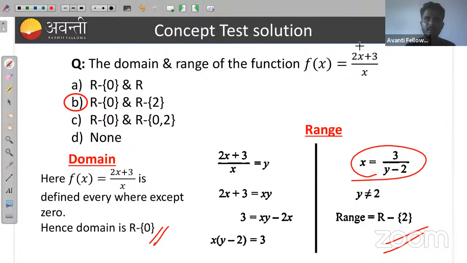I hope things are very much clear to you. ठीक है, so what we studied is that we completed two functions right now, one is polynomial function, one is rational function. Yesterday we covered the constant function and identity function. Now we'll jump into exponential functions and logarithmic functions, right?